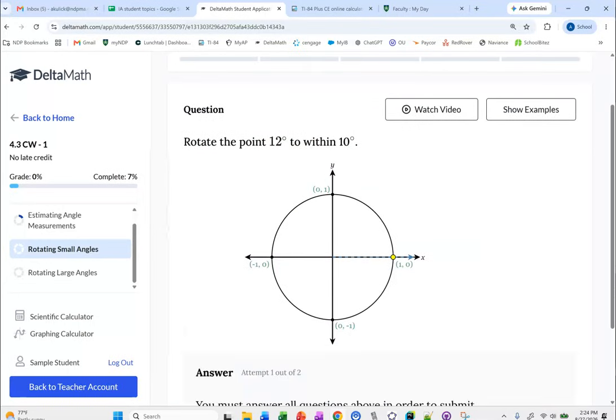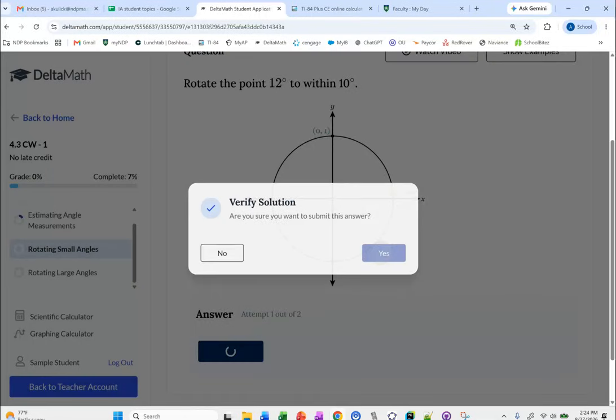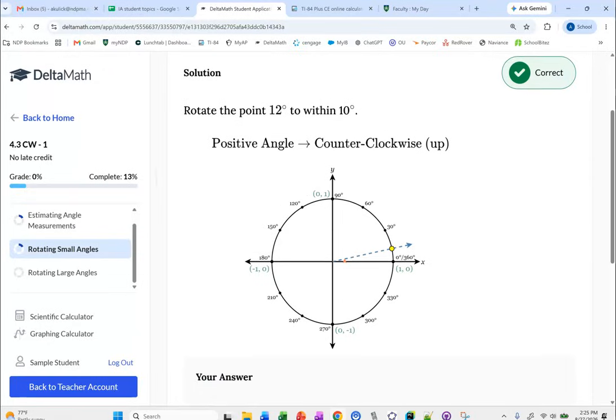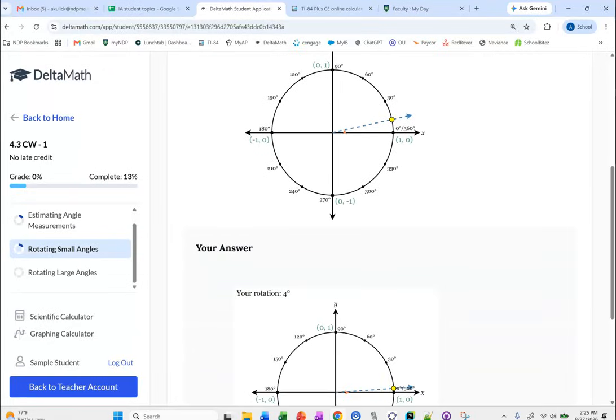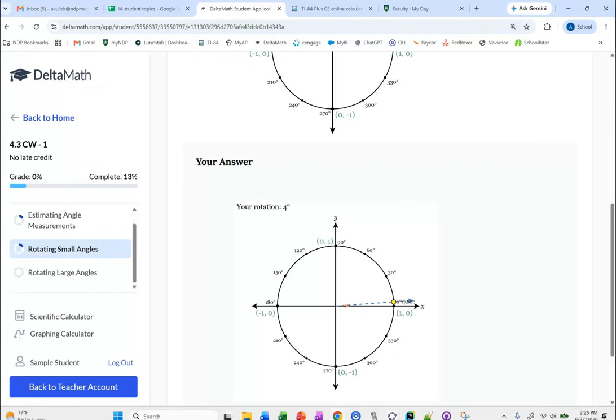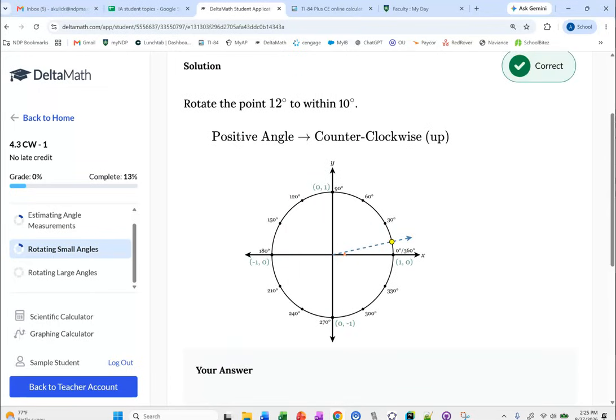The next one is rotating small angles. So this is going to be drawing these angles. And by the way, this method of drawing angles is called standard position. So we're going to be drawing a standard position angle. And it says 12 degrees within 10 degrees. So I know it's going counterclockwise because it's positive. It's just a tick over the x-axis. That should be good enough. Submit my answer. And it says yes. My answer was 4 degrees. What I was supposed to get was 12, but it was good enough.